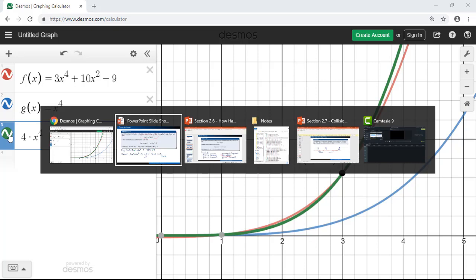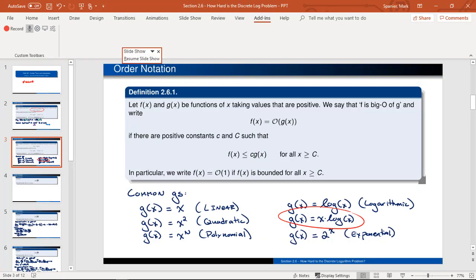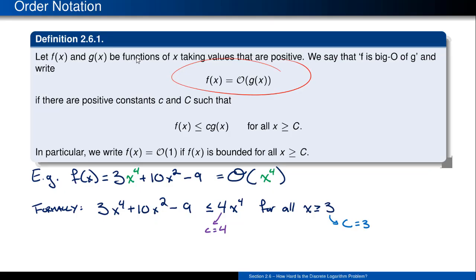So in this case, if I go back to my notes and resume slideshow, what this tells me is that this function f, this degree 4 polynomial, is then of big O of x to the fourth. And that's exactly how all polynomials are going to work. You look at your degree of that thing, and that's going to give you information of your big O structure. Formally, I can see that this object is less than 4 times x to the fourth as long as my x is bigger than 3.